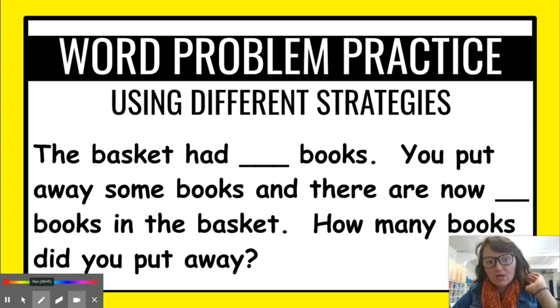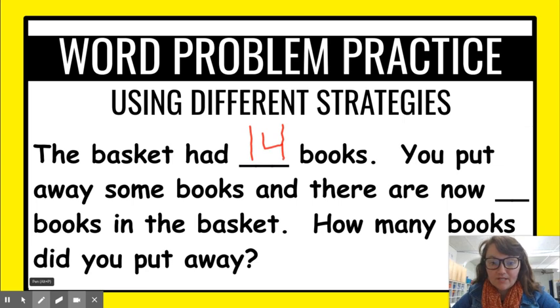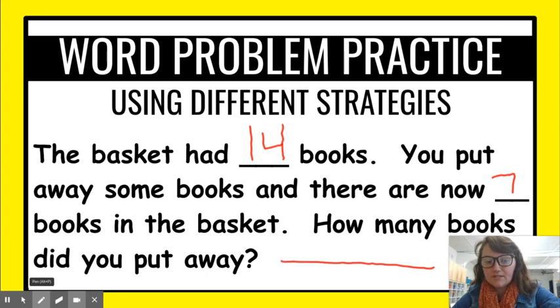Okay, so let's see. Let's do 14. Okay, so the basket had 14 books. You put away some books, and there are now 7 books in the basket. So how many books did you put away? So what I would do is I would draw a picture to help me, or you can use a number line. So I'm going to actually use a number line this time. I'm going to draw a teeny tiny one. Okay, so we know our biggest number is 14. So we need to count up from our small number, which is 7, to 14.